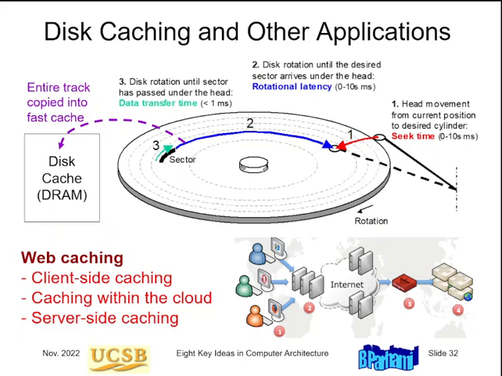With one rotation of the disk, I can read this entire track and move it into the disk cache, so that all the other parts of that track will now be accessible to me at the speed of DRAM, which is much faster than disk speed.